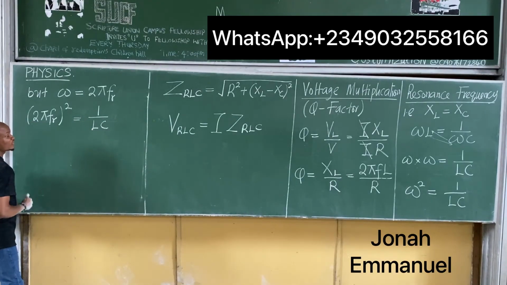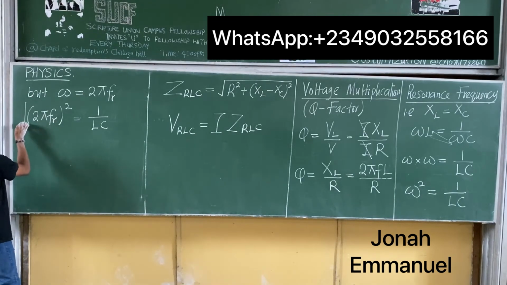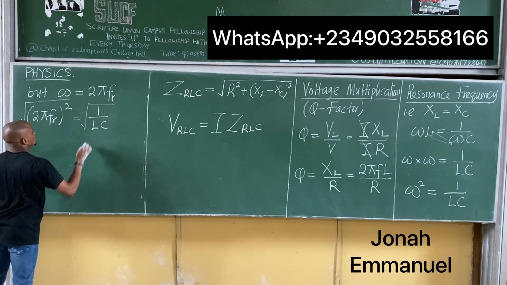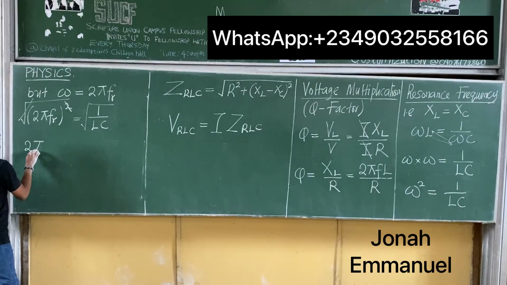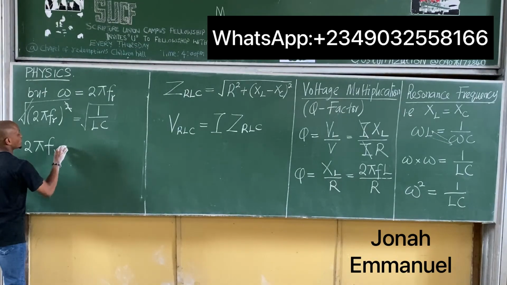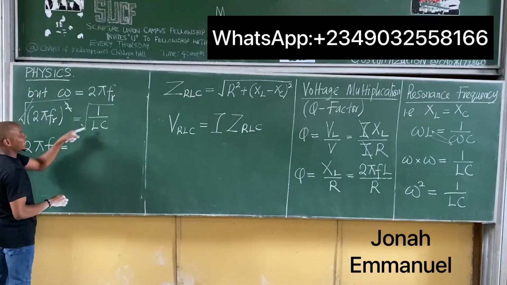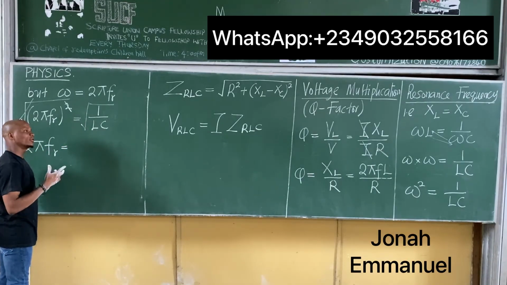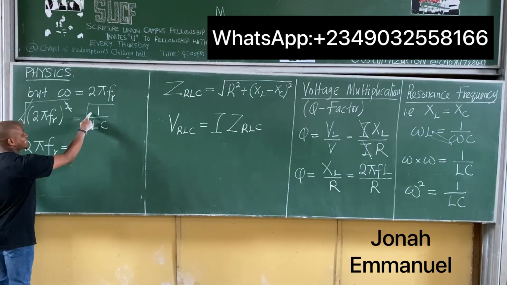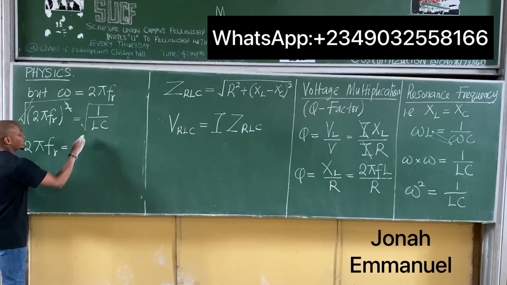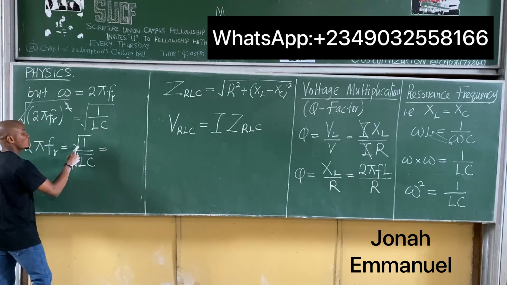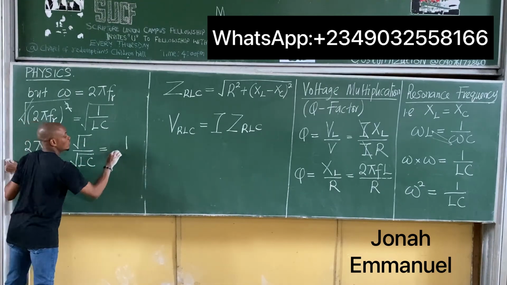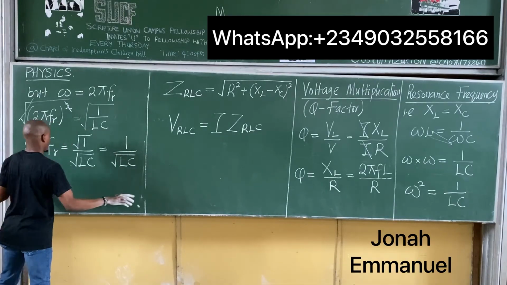My next step is to take the square root of both sides. The square root cancels the square. So I have 2 pi f r is equal to the square root of 1 all over LC. I can separate these using indices, and rewrite this as square root of 1 all over square root of LC. The square root of 1 is 1, so that is 1 all over root LC.